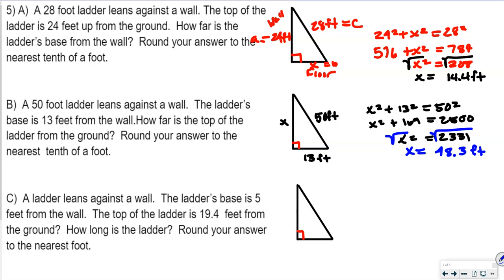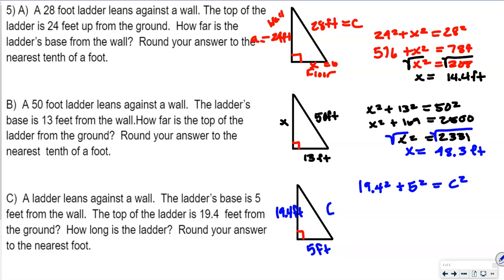Okay, the last one. A ladder leans against the wall. The ladder's base is 5 feet from the wall. 5 feet here. The top of the ladder is 19.4 feet from the ground. So 19.4 feet is there. So what are we looking for this time? Aren't we looking for C right there? That's our hypotenuse, right? Okay, so we're going to do 19.4 squared plus 5 squared, and that's going to be equal to our C squared.